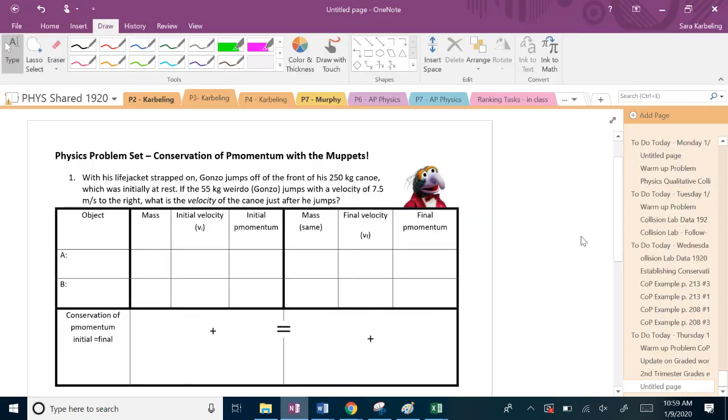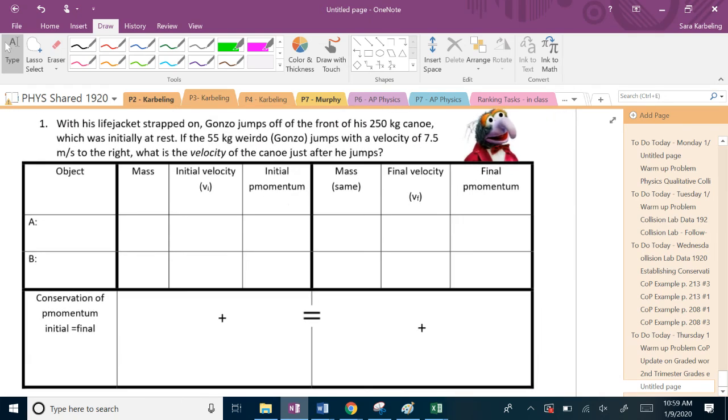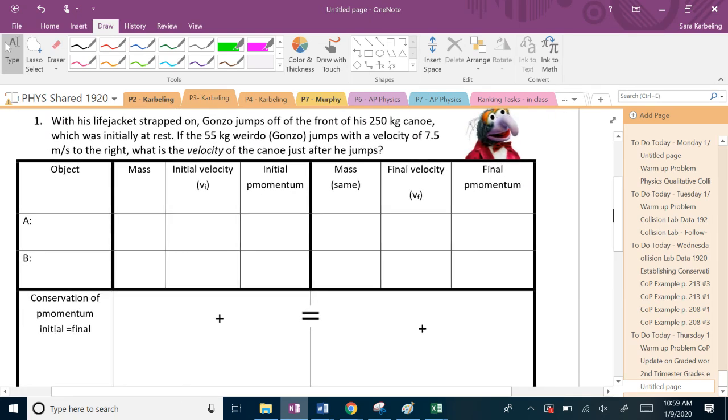It's a little bit confusing unless you are thinking about it the right way, so I just want to make sure that everybody is there. So the situation is this. Gonzo is standing on the canoe, okay? He's got his life jacket on, standing on the canoe, just standing there. How much momentum does he have? 0. Why? He's not moving, okay? So at the beginning of this story, Gonzo has 0 momentum, the canoe has 0 momentum. So the total momentum of the system before he jumps is 0. Are you with me there?